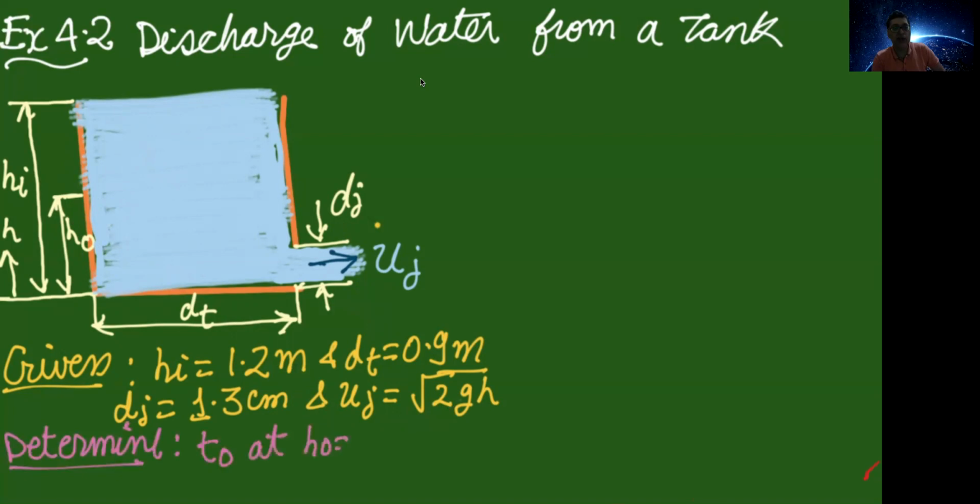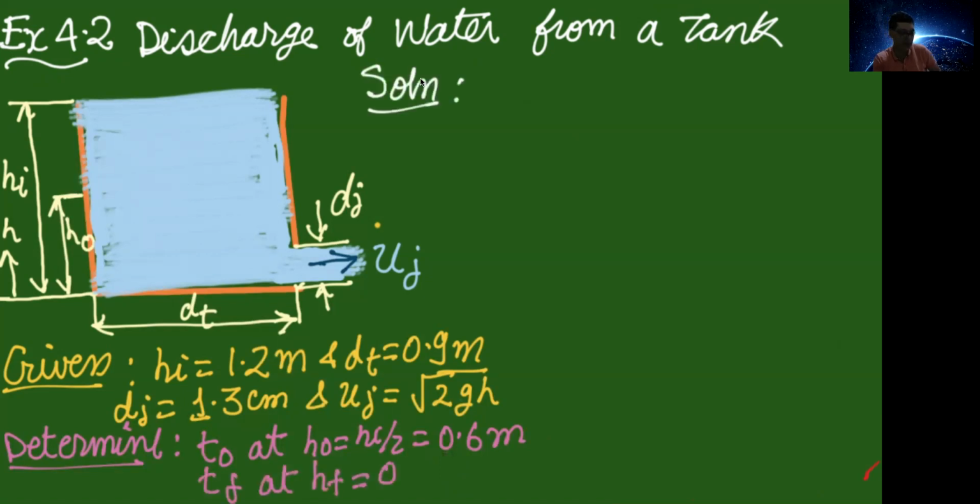In this case, you have to determine the time when, so our t equals 0 corresponds to the tank completely filled up. So we want to know the time at which the tank is half discharged. Half discharge, the initial height is 1.2, so in half discharge, the height will be 0.6 meter. When it is completely discharged, the time is represented here as tF, and in this case hF is equal to 0. The height of the water column when it is completely discharged will be 0, because our reference height is from the bottom of the tank.